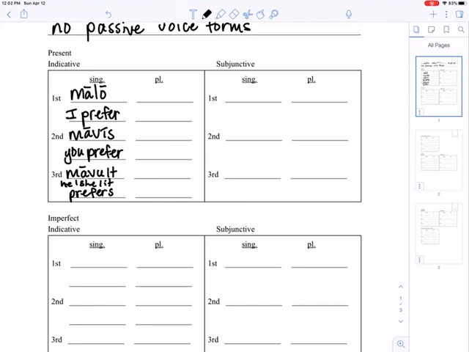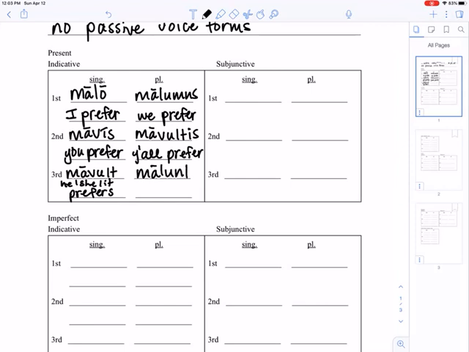For first plural, we're going to have malumus, and again, this is we prefer. Second plural is mavultis, and this is y'all prefer. And then third plural is malunt, and this is they prefer.